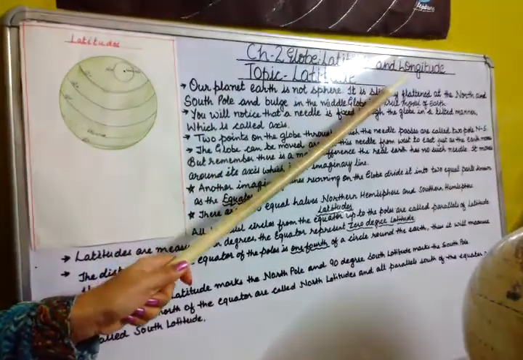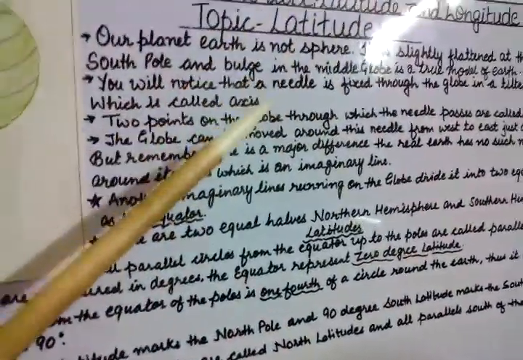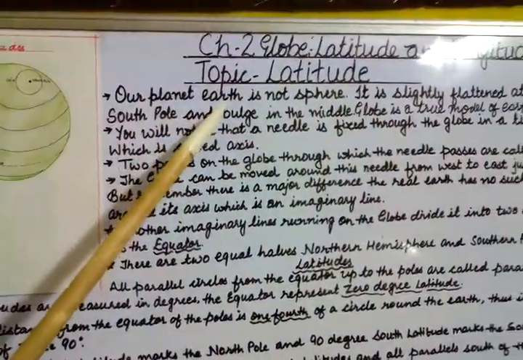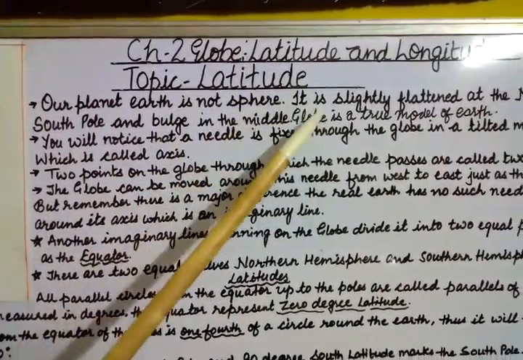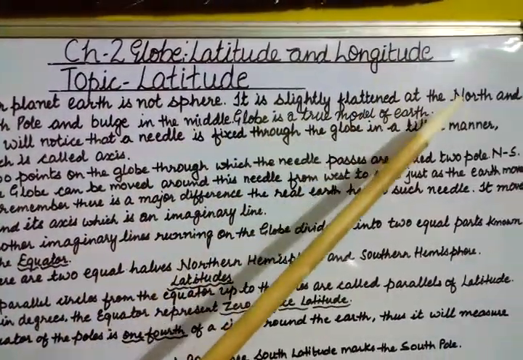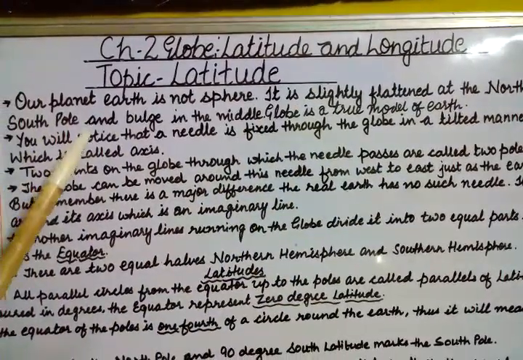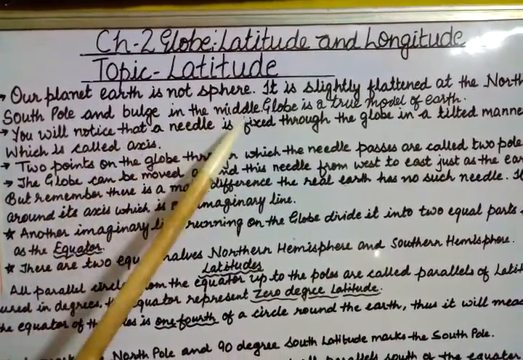Students, today we will start a new chapter, chapter 2. It's Globe, Latitudes and Longitudes. We have already studied our planet Earth, and you all know very well that Earth is not a sphere. It is slightly flattened at the North and the South Pole and bulging in the middle.